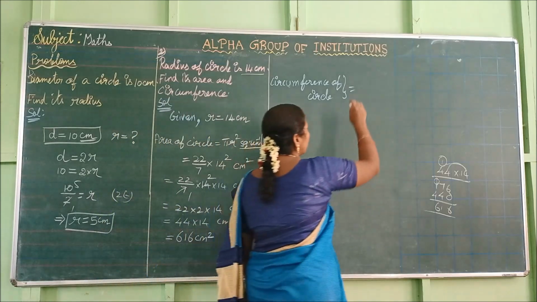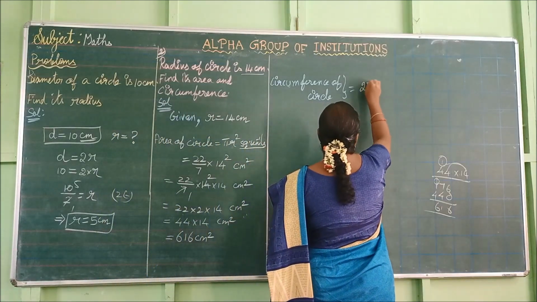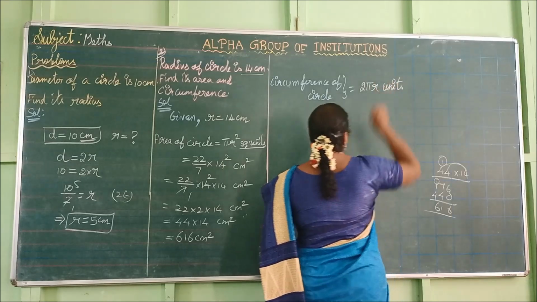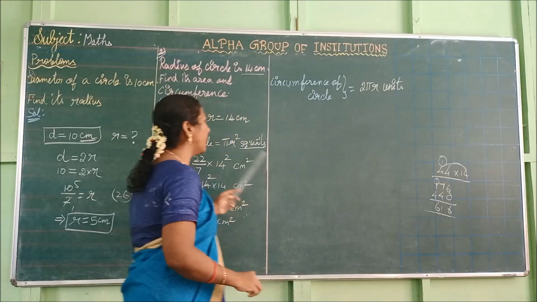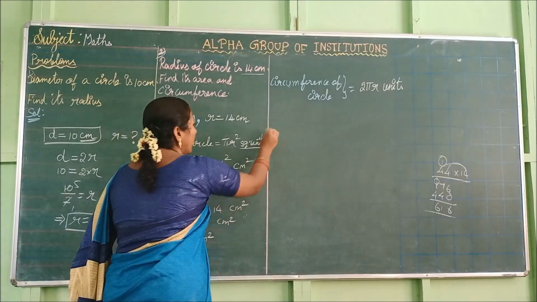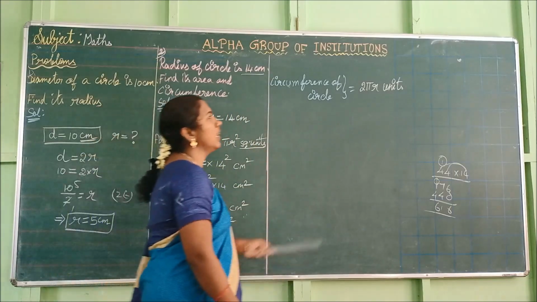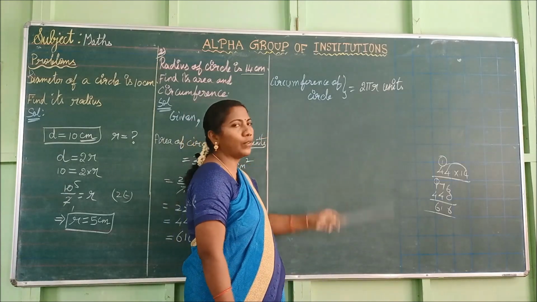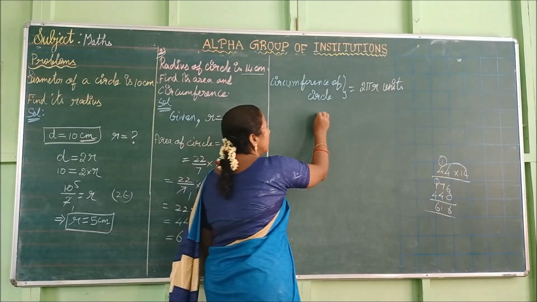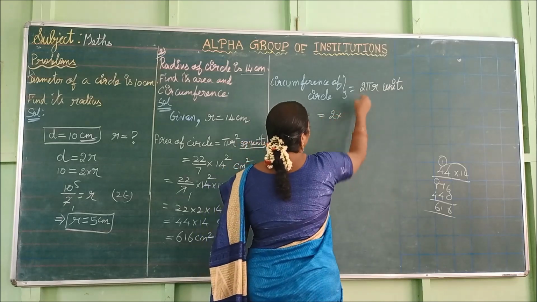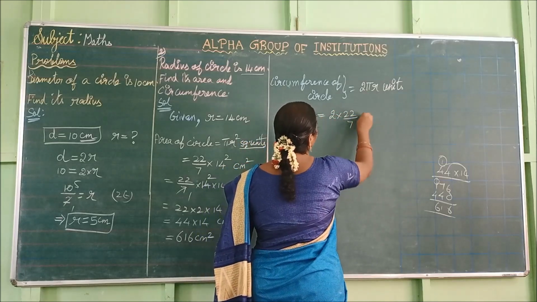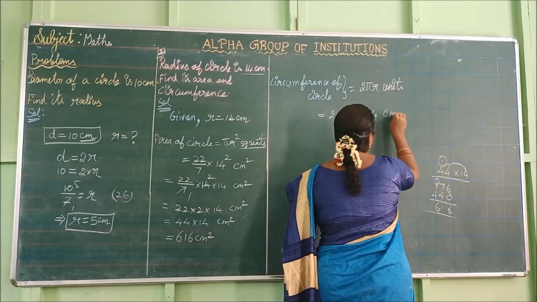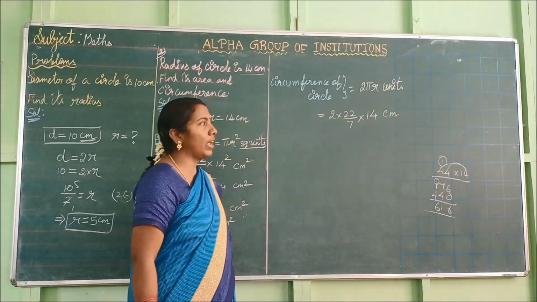What is the formula for circumference of circle? 2 pi r units. While you are writing the units for the area, you have to write it as square units. For perimeter, you have to write only the units. Instead of saying perimeter of circle, we are going to use the word circumference of the circle. So what is the value of pi? 22 by 7. What is the value of r? 14. Here the given unit is centimeter. Thus we have substituted the value.